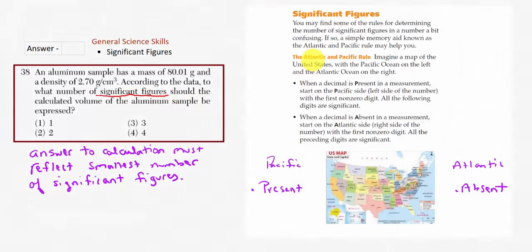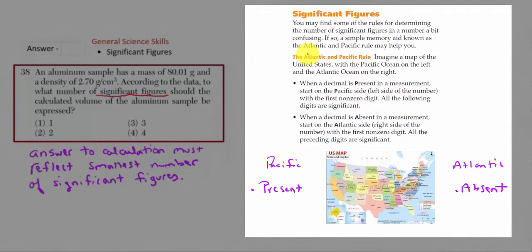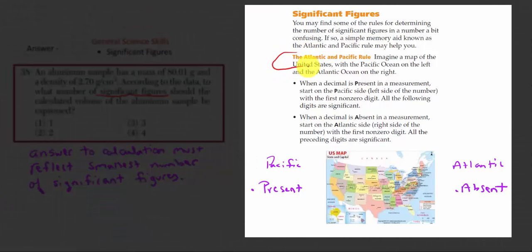Looking over some basic ideas that will help you with significant figures, I'm going to offer you the Atlantic-Pacific rule. Essentially what the Atlantic-Pacific rule says is that if you think of the numbers you're analyzing as a map of the United States, you only have to determine whether or not there's a decimal present. If there's a decimal present, then you begin your analysis on the Pacific side of the number. And if there is no decimal, you begin your analysis on the Atlantic side.